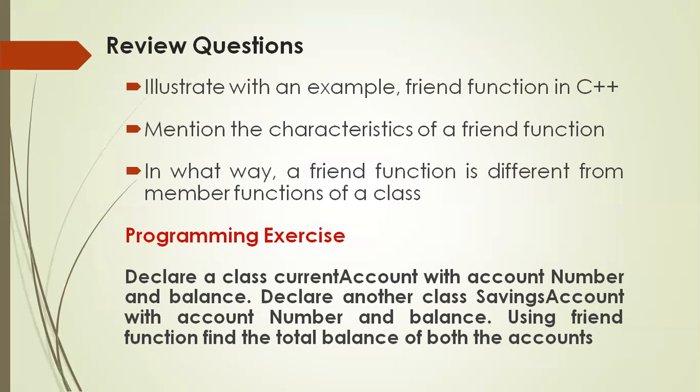Similarly, declare another class called savings account. That also has account number and balance as private data. And you use the first function, read, to read the account number and the balance, and display to display the account number and balance for current account. Similarly, you start the second class, class savings account, private colon, same thing. Int account number, long int balance. Then void read, void display. But one friend function you have to write, just similar to this one.